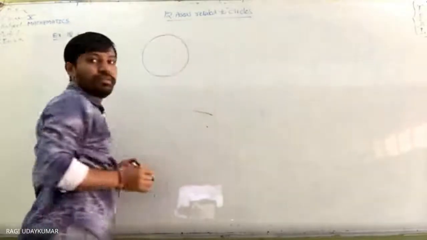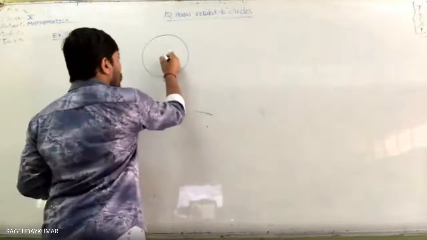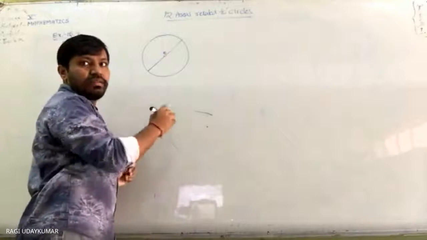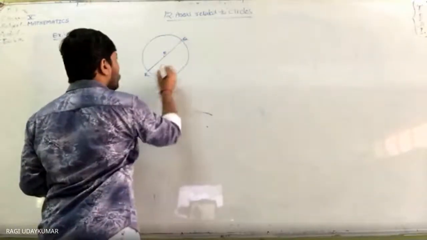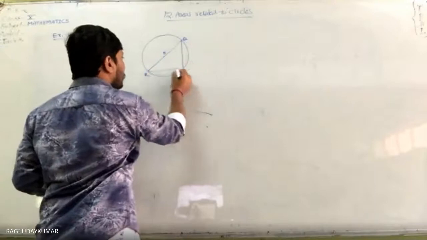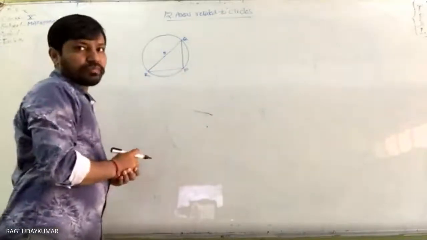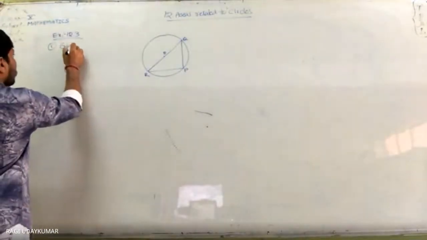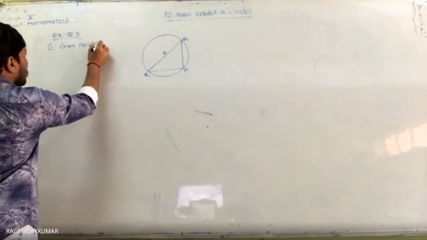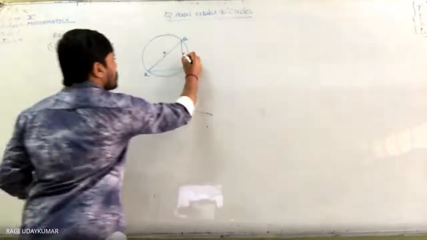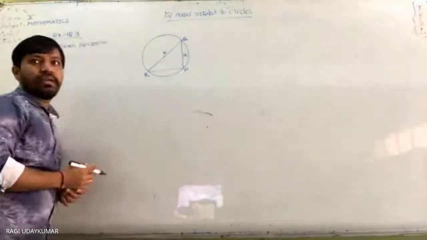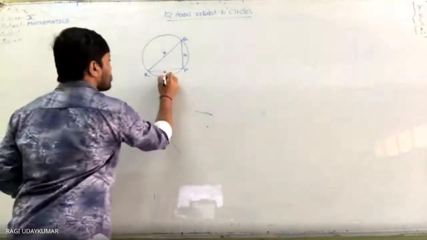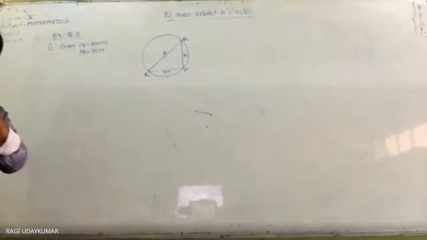A circular shape is given to you, a circle with center O, and the diameter is QR, and here some point P is taken. This is the point P. Here it is given that PQ is equal to 24 centimeters, and PR is equal to 7 centimeters. O is the center of the circle.